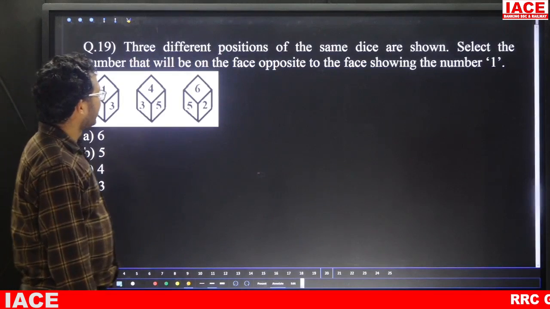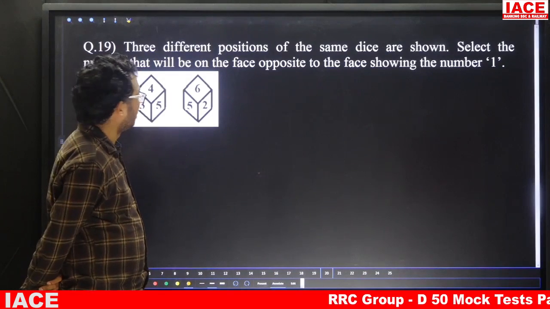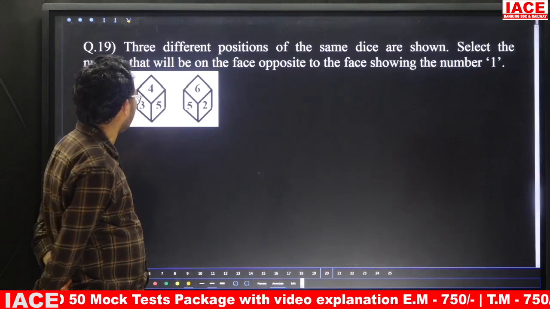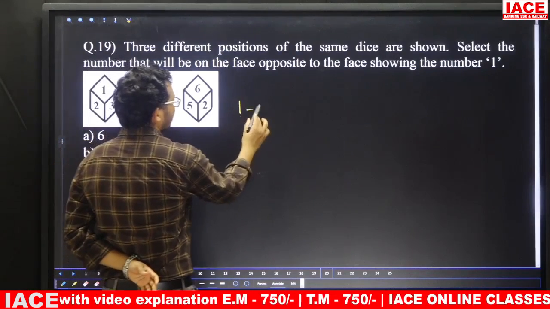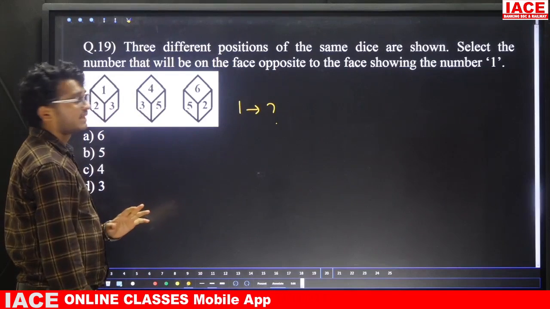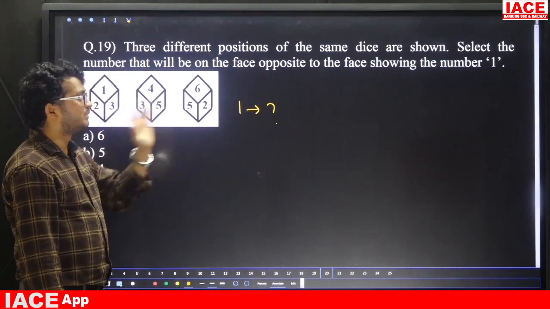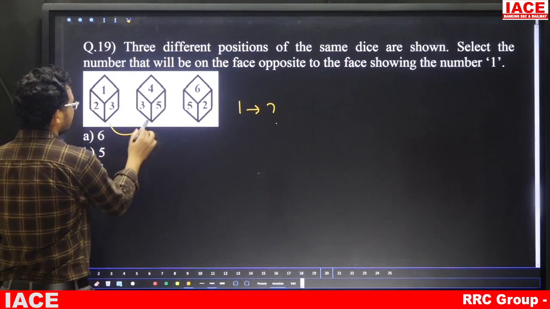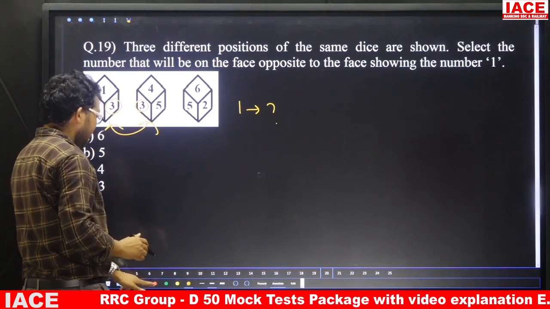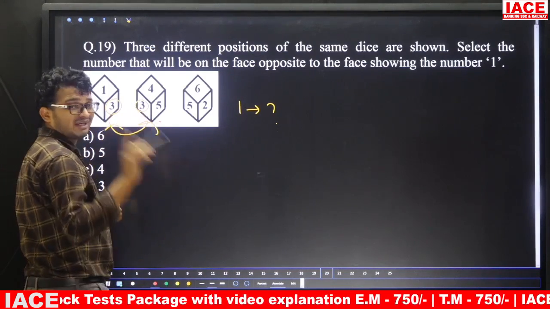Question number 19. 3 different positions of the same die are shown. Select the number that will be on the face opposite to the face having number 1. Friends, opposite to 1 is which one? Suppose, friends, take any two views and then compare them. But one view compulsorily should be there. If you are going to compare these two views, the common number is what? 3. Here also we are having 3.